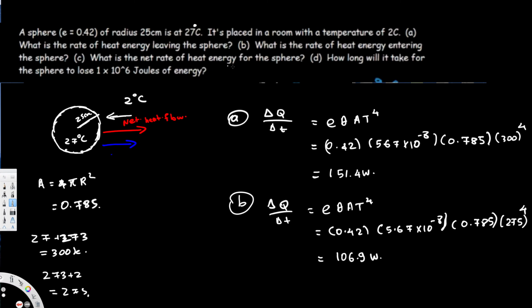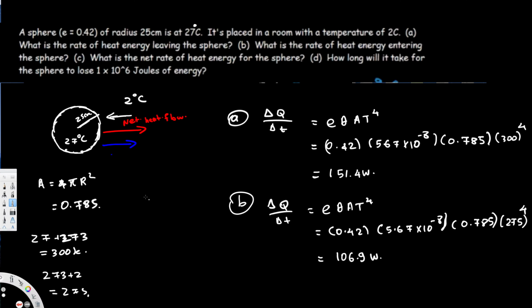So the question is asking, what is the net rate of heat energy for the sphere? Net rate of heat energy for the sphere. So net rate, how can we calculate this one? If you notice, this much is leaving, this much is entering, and what's going to happen? If it's leaving, that means it's negative, right?